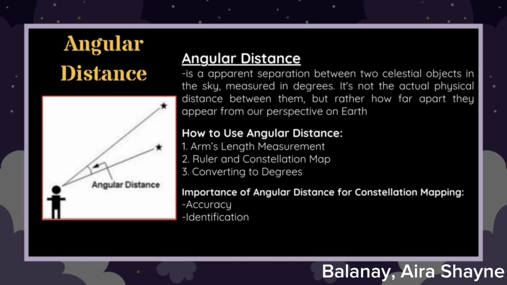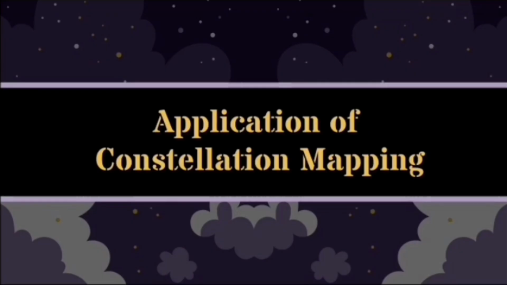In addition, angular distance is a crucial measurement for accurately mapping and also identifying constellations, offering both practical and theoretical insights into how celestial objects appear in relation to each other in the sky. So the next is the application of constellation mapping, which will be presented by Bianca Aiko. So, application of constellation mapping.